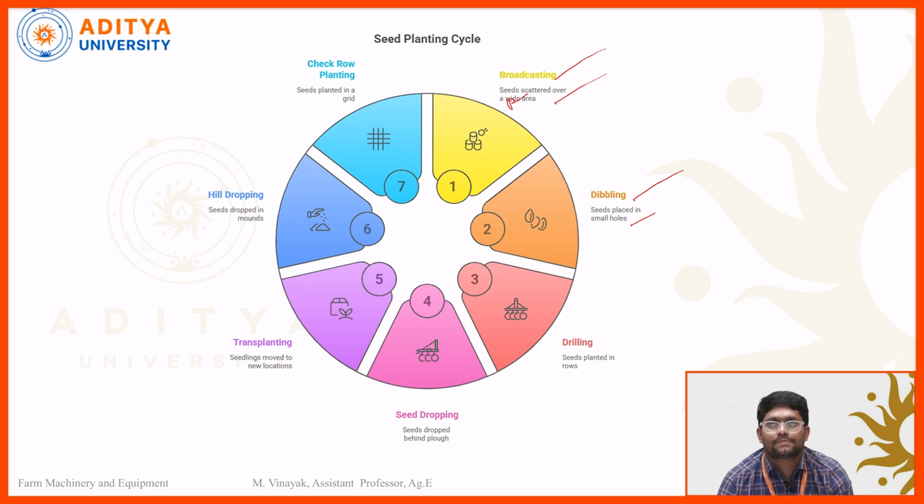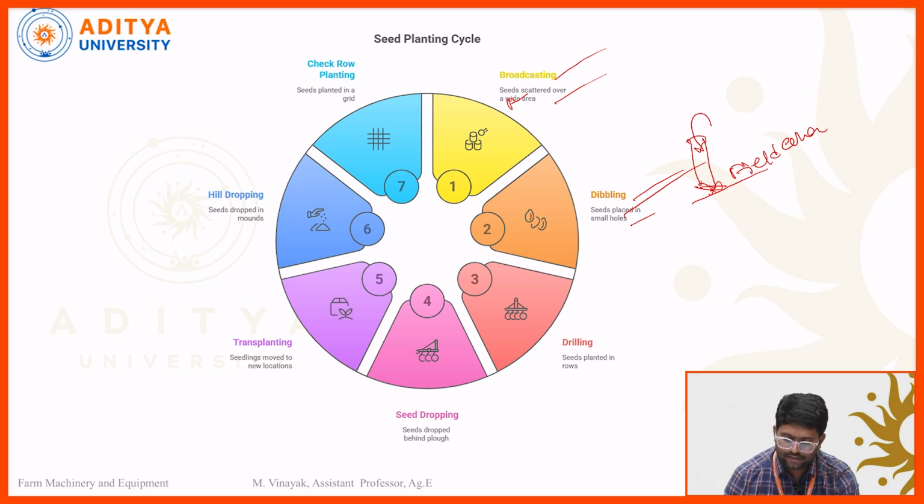I have just explained the previous slide. Simply take a funnel-like structure and drop the seeds into it, and the seeds are delivered at the field area. Next one is drilling: seed planted into the row. Simply make a hole in the field area and drop the seed into the previously drilled area.